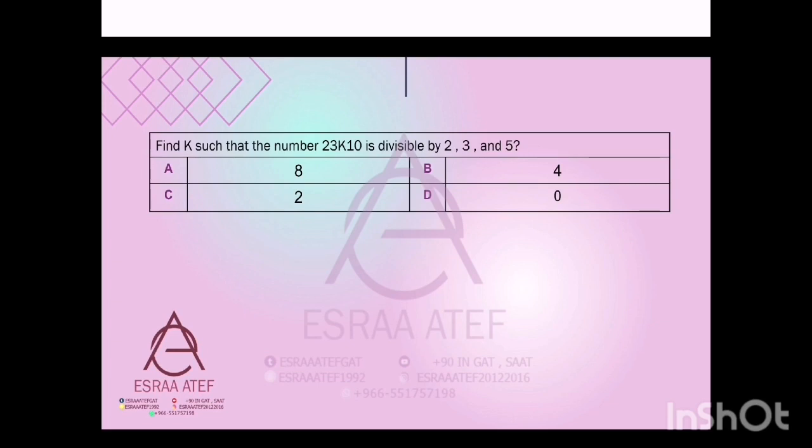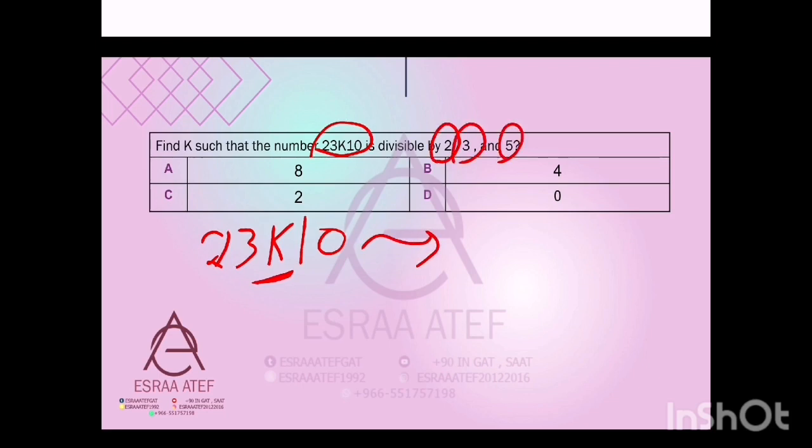Here we have the number 23k10, and he wants to know what k is, to make the whole number divisible by 2, by 3, and by 5. Okay, it ends with 0, so it is divisible by 5. And it ends with 0, which means it is an even number, so it can be divided by 2. So it is okay for 2 and 5.